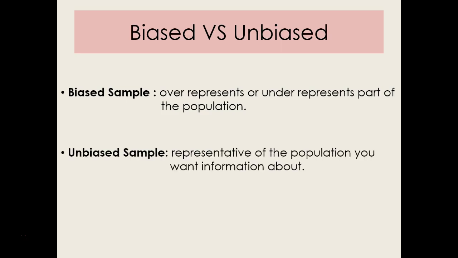Unbiased samples happen when the sample that you get is a good representation of the population. Usually this requires randomness in the selection process. When you're shooting your arrow at the target, you're going to hit the middle of the target when you have an unbiased sample.